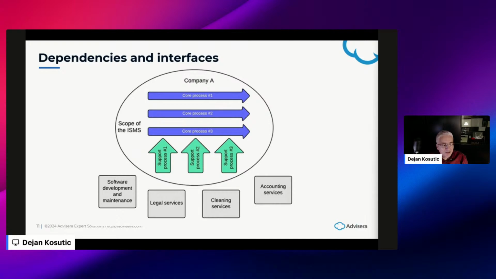dependencies and interfaces. And actually I see a question now from Ruben. Is it possible to make the scope based on specific business process? So yes, as I mentioned a couple of slides earlier, you should define your scope in terms of departments, processes, and locations. So definitely processes are important, one of the important ways to describe this whole thing.